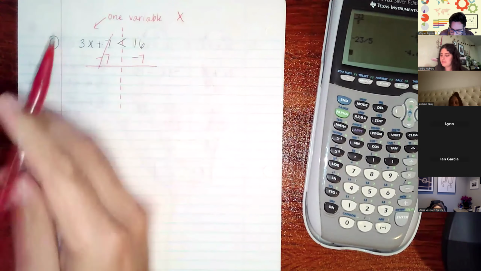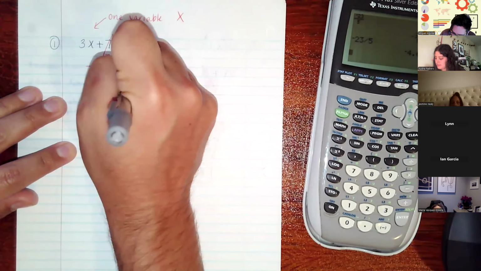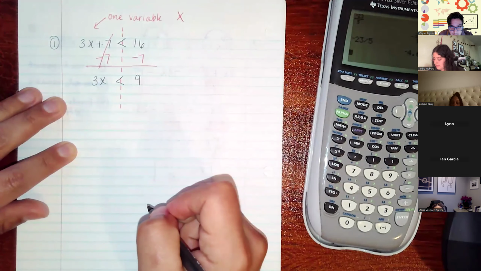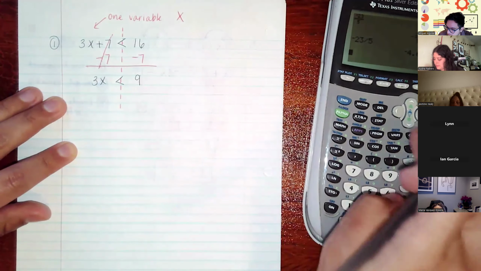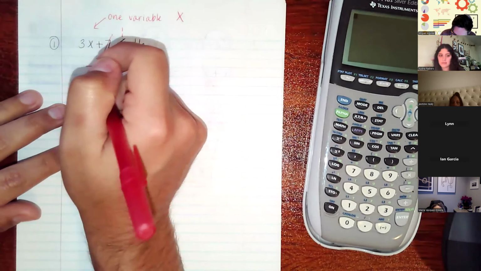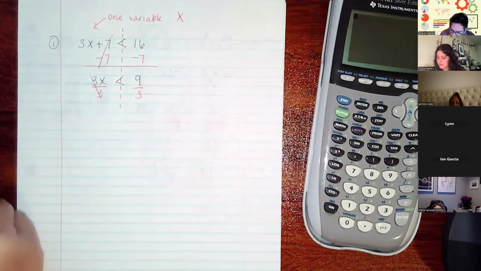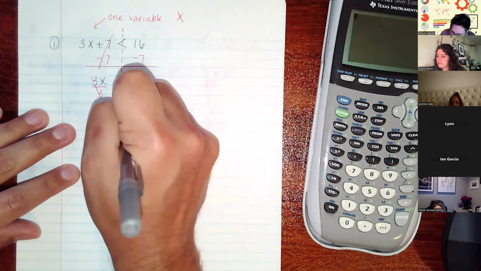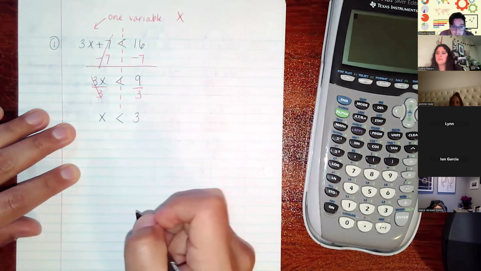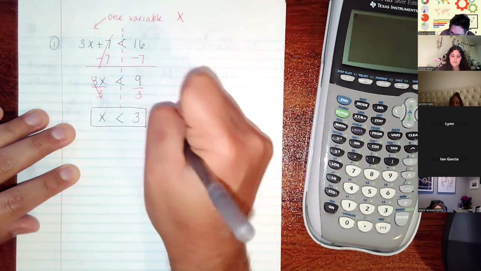The 7's here cancel out, and I'll get 3x is less than 16 minus 7, which is 9. Okay. And then the final step, just like solving a linear equation, just divide by 3. The 3's cancel out. I now have x is less than 9 divided by 3, which is 3. So this is your solution as an inequality.